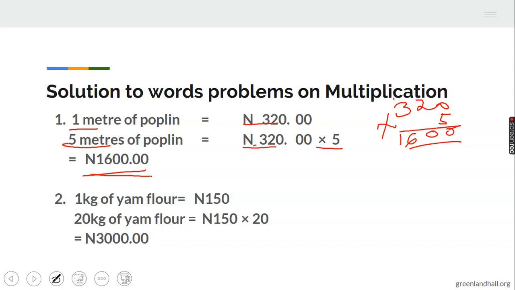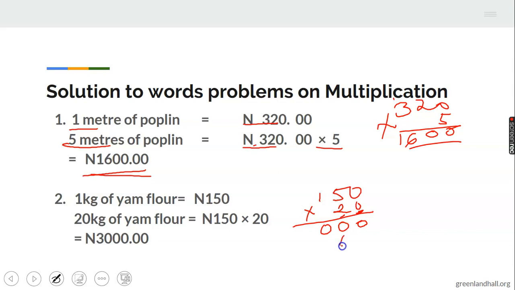Look at that second example too. 1 kilogram of yam flour is 150 naira. And then 20 kilograms of yam flour will give us how much? So we say 150 times 20. You know how we do our multiplication with 2 digits? You use the unit number here. 0 times 0, 0. 0 times 5, 0. 0 times 1, 0. Any number times 0 is 0. Then we come to the second number, which is 2, and we start our answer from this second place.